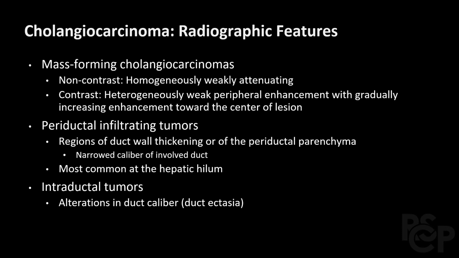Mass-forming cholangiocarcinomas on non-contrast imaging are homogeneously weakly attenuating. With contrast, they show heterogeneously weak peripheral enhancement with gradually increasing enhancement toward the center of the lesion.